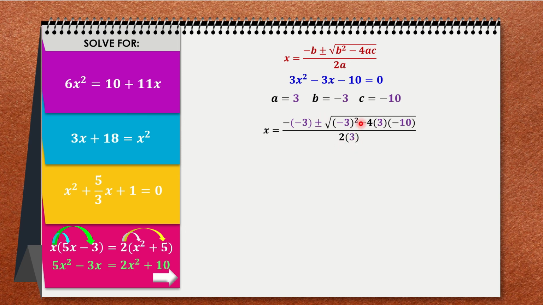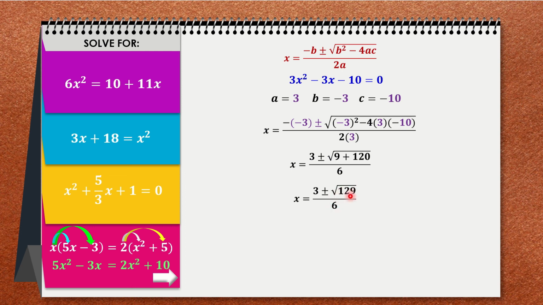Next, simplify this, we will get positive 3 since negative times negative 3 is equal to positive 3, plus minus square root of negative 3 squared is equal to 9. Negative 4 times 3 is equal to negative 12 times negative 10 is equal to positive 120 over 2 times 3 is equal to 6. Now, simplify the radicals, we will get 3 plus minus square root of 129 over 6.